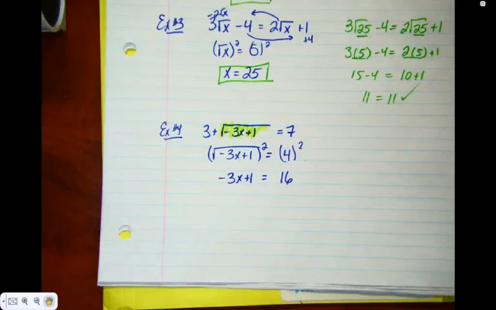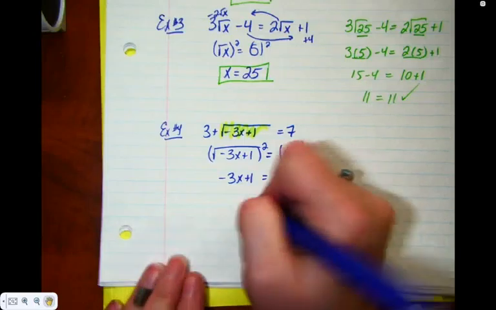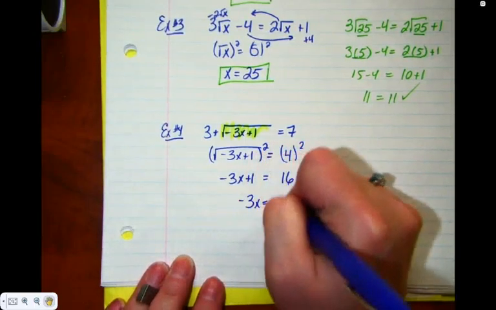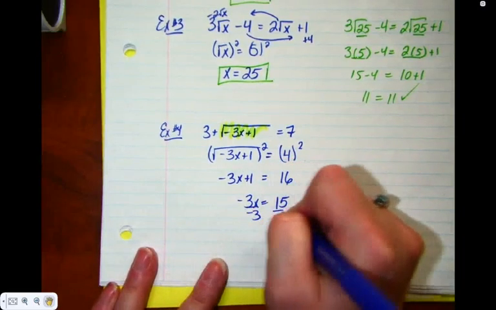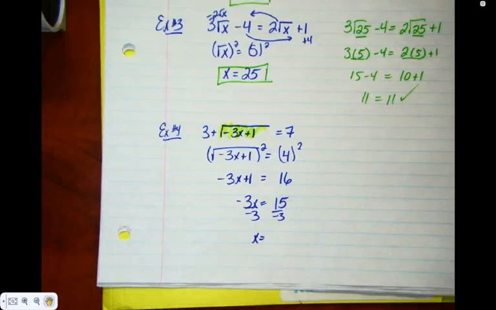isolate the variable. What would you like to do with that 1? What would you like to do with the negative 3? X equals?